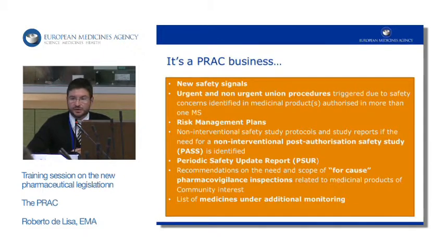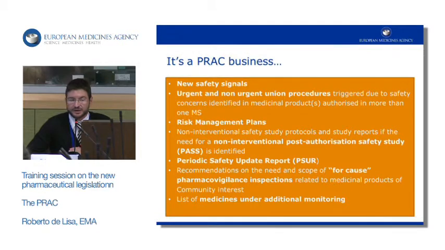The PRAC assesses the risk management plan for every medicine. The PRAC also assesses the post-authorization safety studies, in terms of safety study protocols that are required, and also the results of the safety study to see how the results will impact the product information, the use of the medicine, or the risk management plan. The PRAC also assesses the periodic safety update reports that are available for a number of medicines. Recommendations on the scope of pharmacovigilance inspections are also one of the tasks.